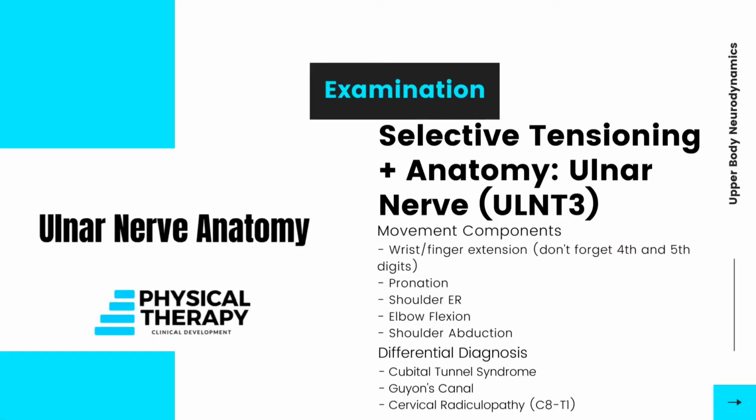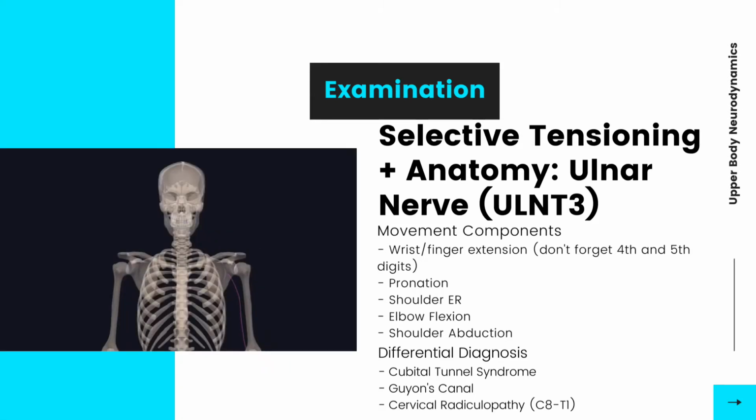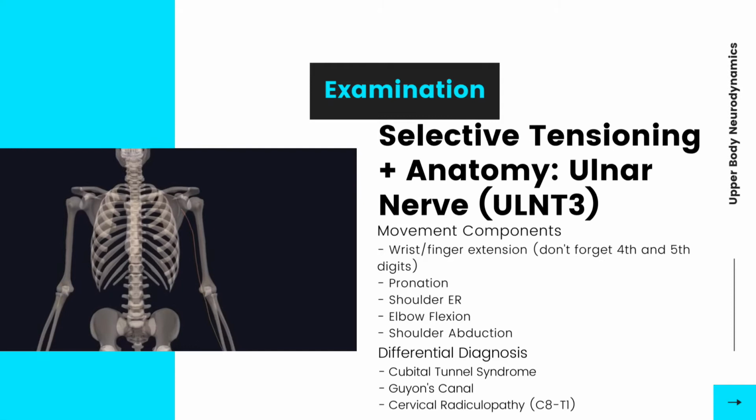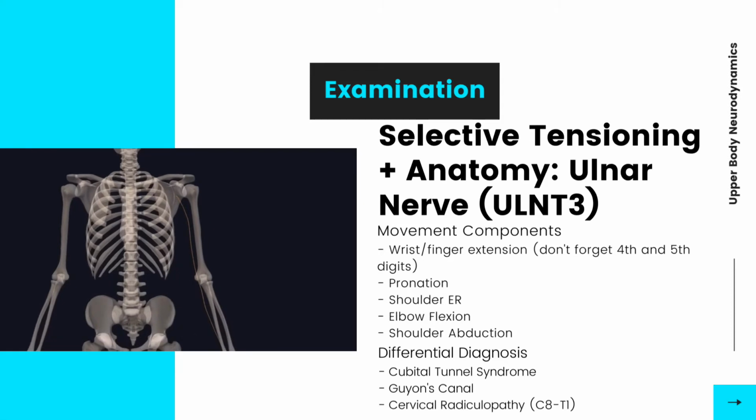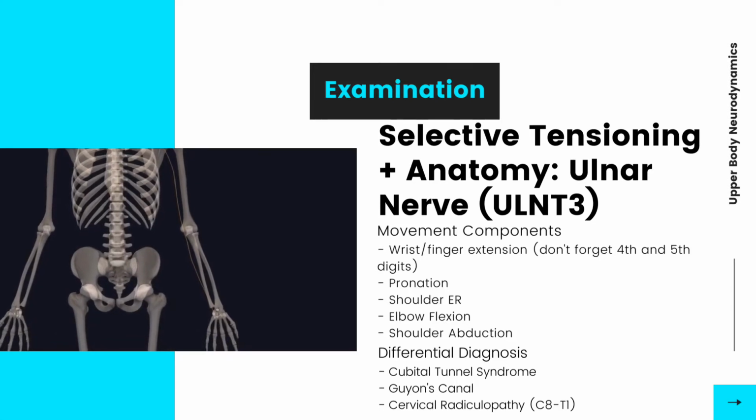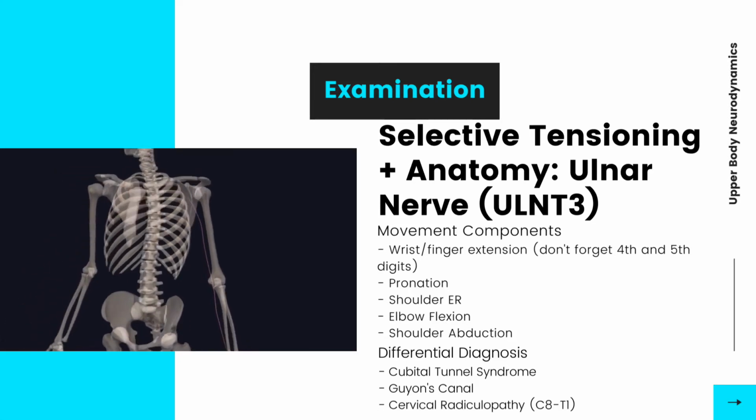Now let's review ulnar nerve anatomy before we get into selective tensioning techniques. So the ulnar nerve is going to course down from the neck, C8 through T1 nerve roots, down inferior and medial to the shoulder. From there, it will course medial to the elbow as it extends down into the wrist and hand on the ulnar aspect of the hand.